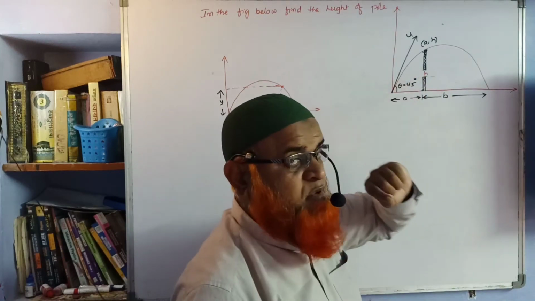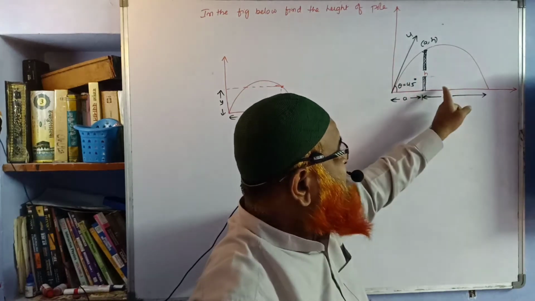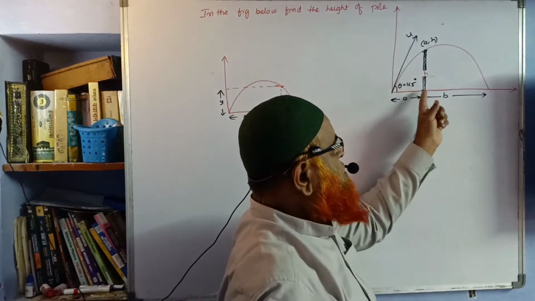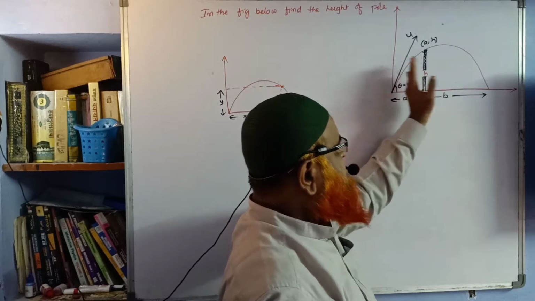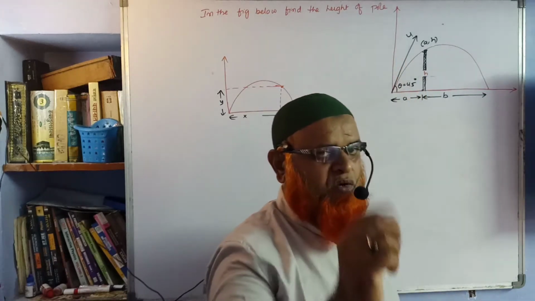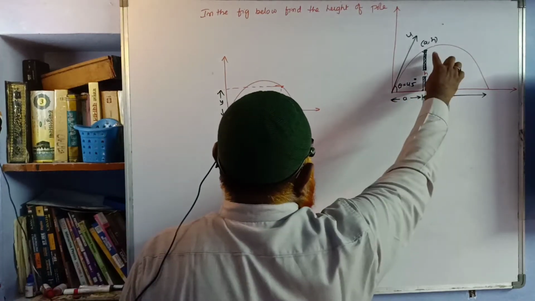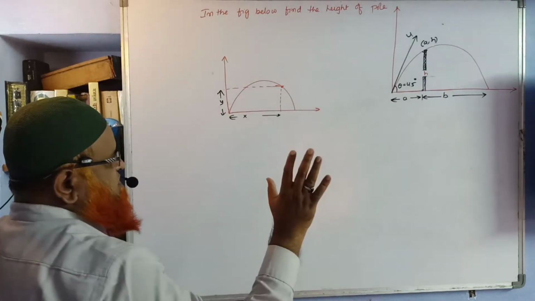And just remember one thing: the pole is not exactly at the middle here. The pole is a little bit towards the origin. That is the concept. Now, how are you going to do this problem where we need to find out the height of the pole here? It's a very, very simple concept.